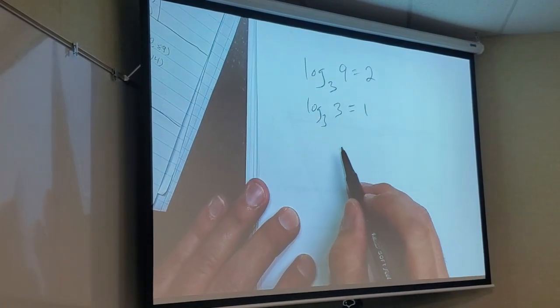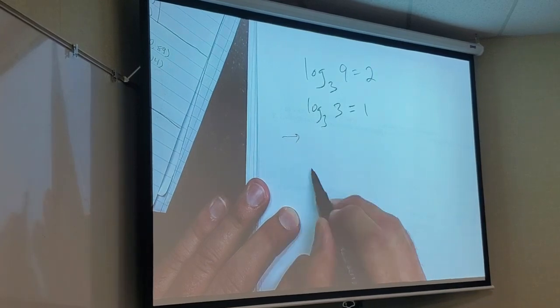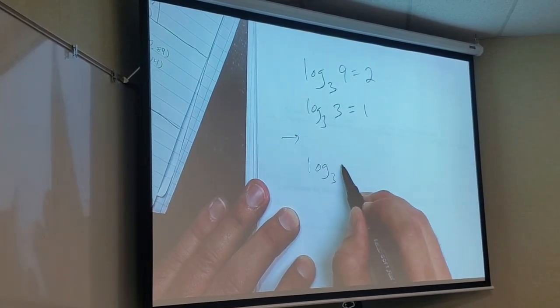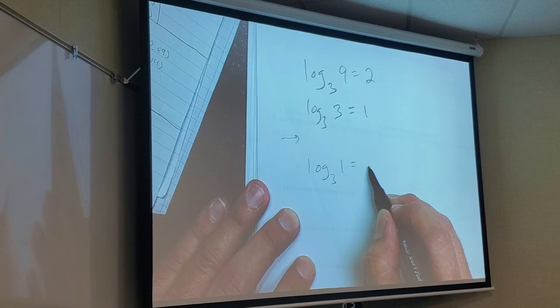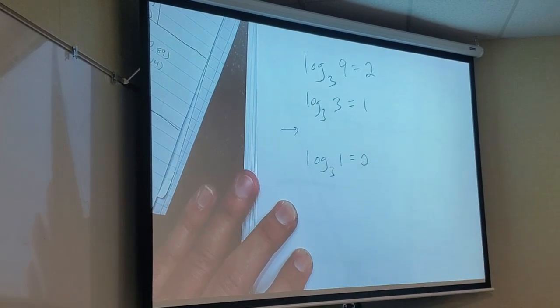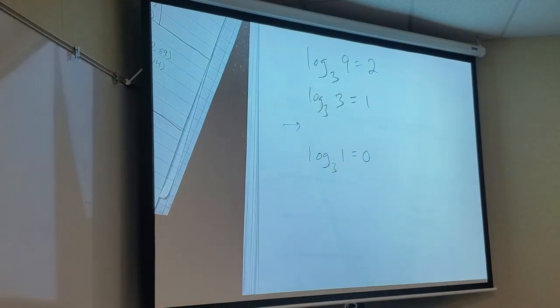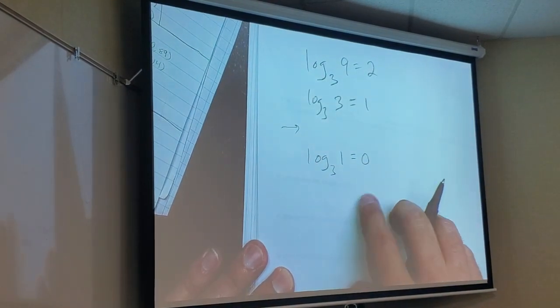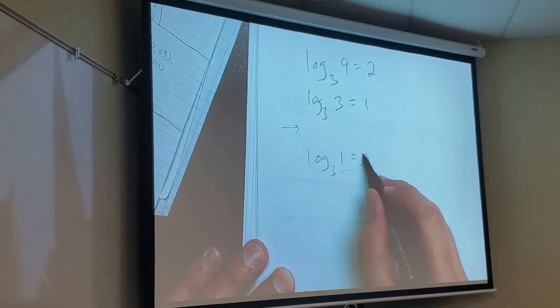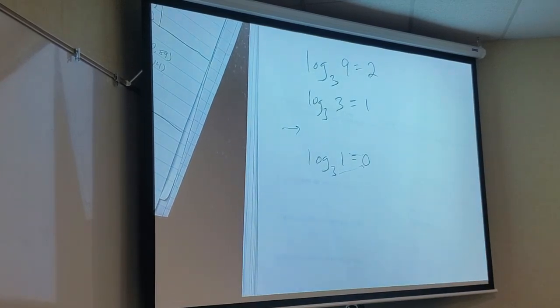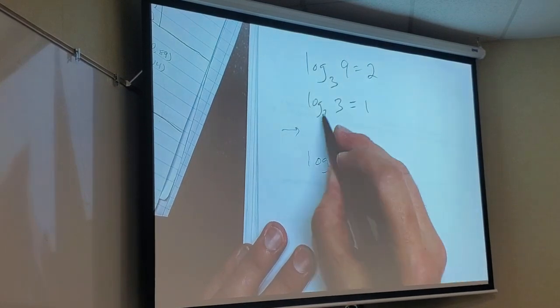Do me a favor. If you're copying this in your notes, leave a space here. What's log base 3 of 1? 0. I like it. You guys all with me? Is everybody cool with that? In fact, log base anything of 1 is 0 because that's what I raised something to make it 1.